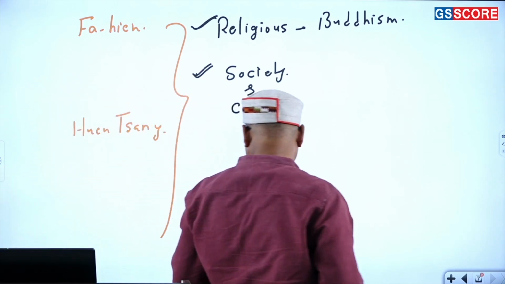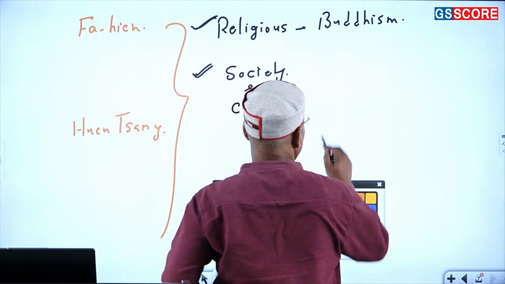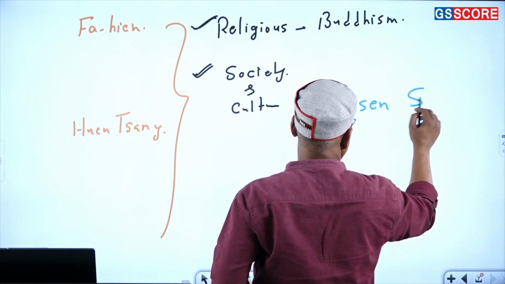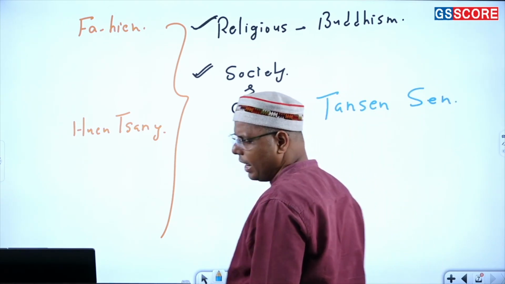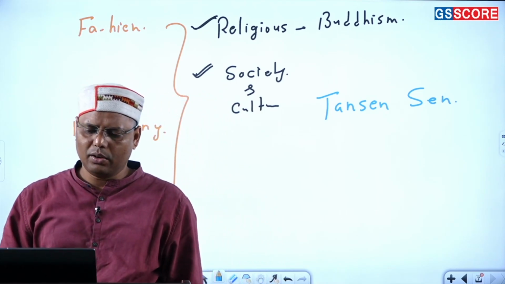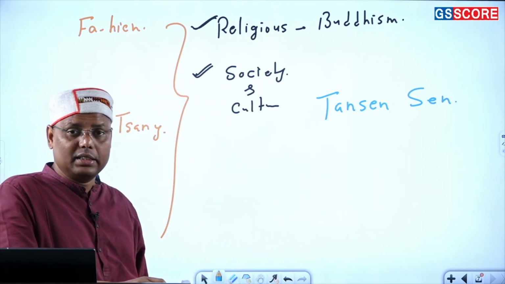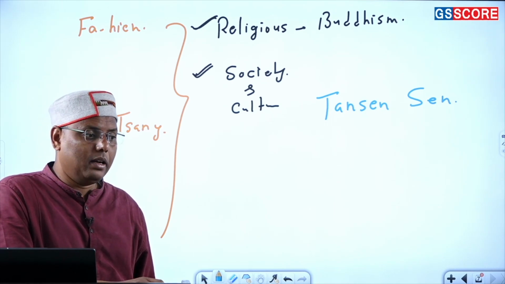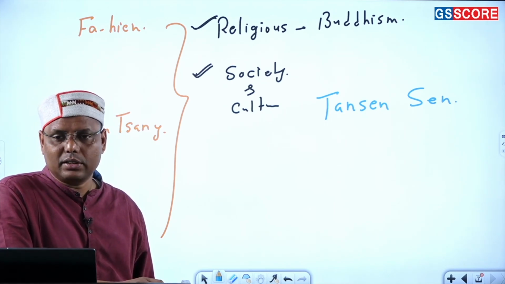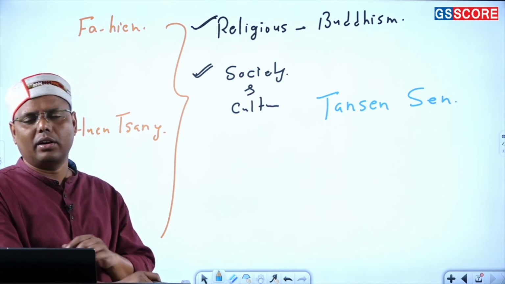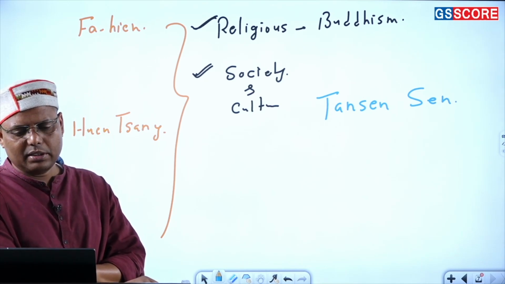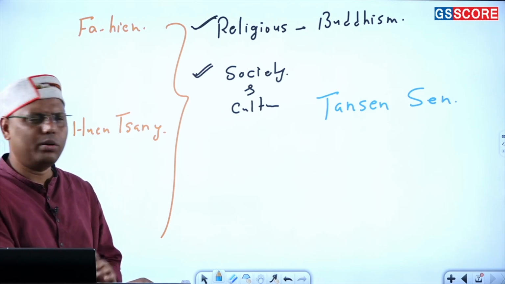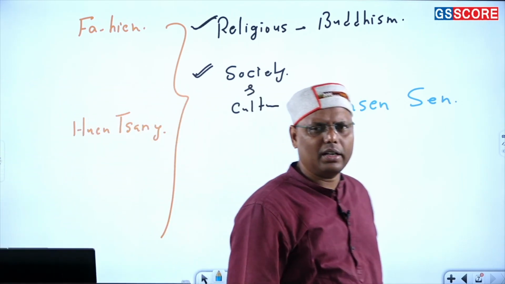And when it comes to historians, we just need to remember one historian, again a recent one. His name is Tansen Sen. He has provided ample information on these Chinese writings, and he glorifies the Chinese writings for understanding Indian society and culture. And he says categorically that the other sources do not provide as much information as the Chinese sources are providing. That is all about these foreign accounts.